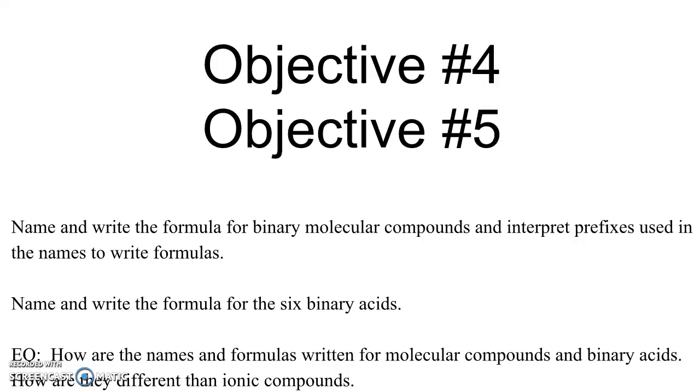So name and write the formula for binary molecular compounds and interpret prefixes used in the names. And name and write the formula for the 6 binary acids. And our essential question is, how are the names and formulas written for molecular compounds and binary acids? And how are those different than ionic compounds?